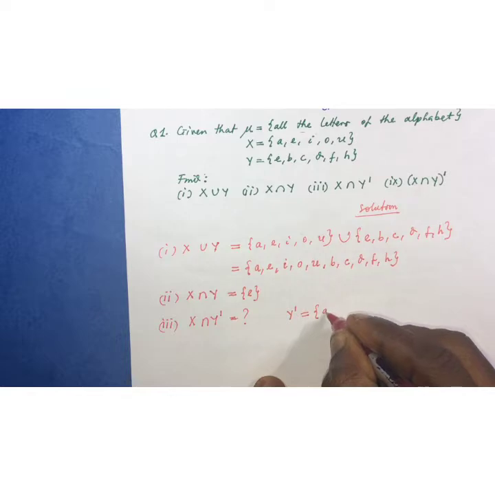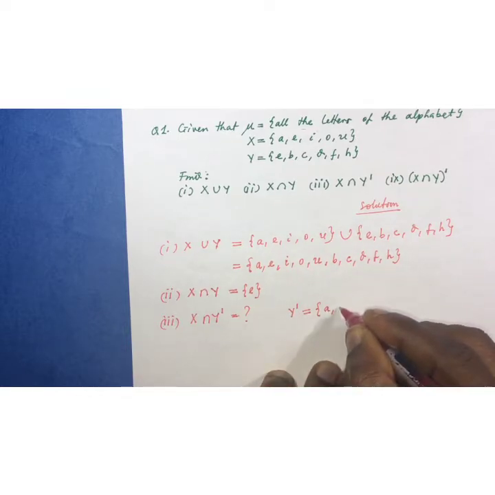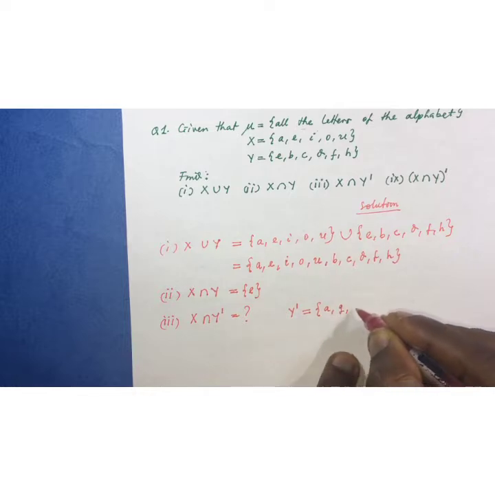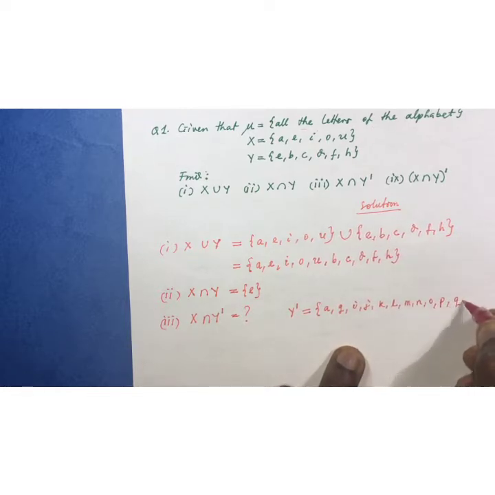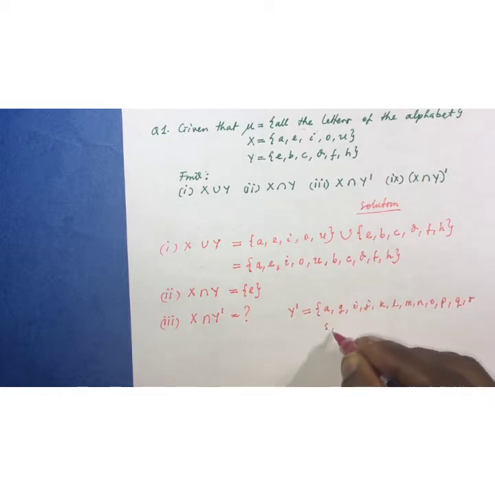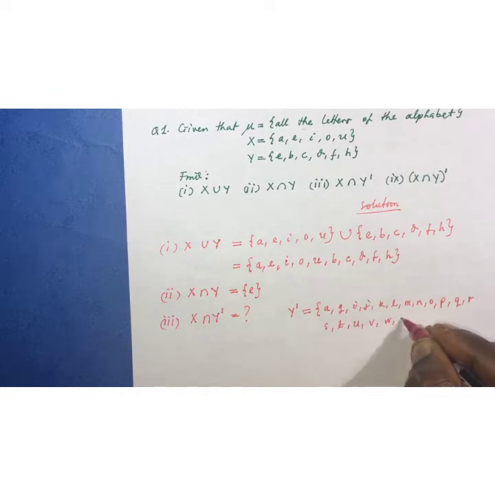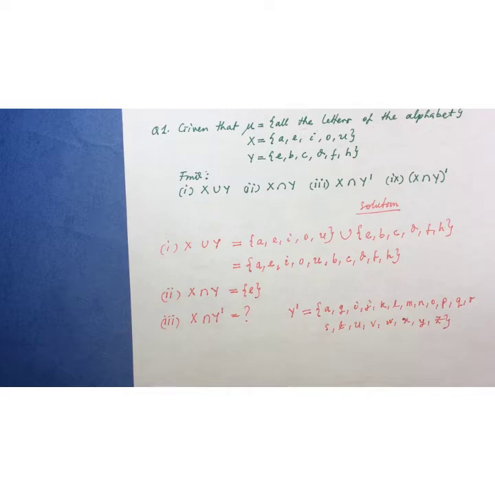So we have A, B, C, D, no E, F, no G, so I'm going to write G, we have H, then I, J, K, L, M, N, O, P, Q, R, S, T, U, V, W, X, Y, and Z. Now, these are the elements in Y complement.